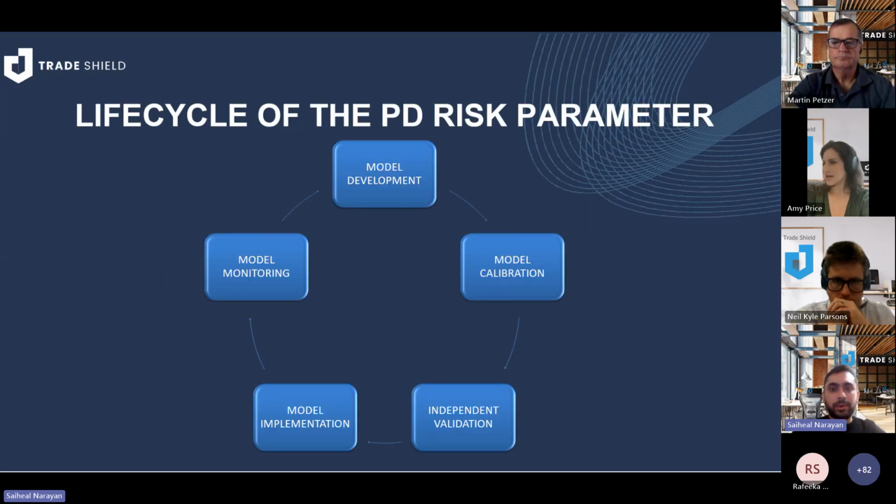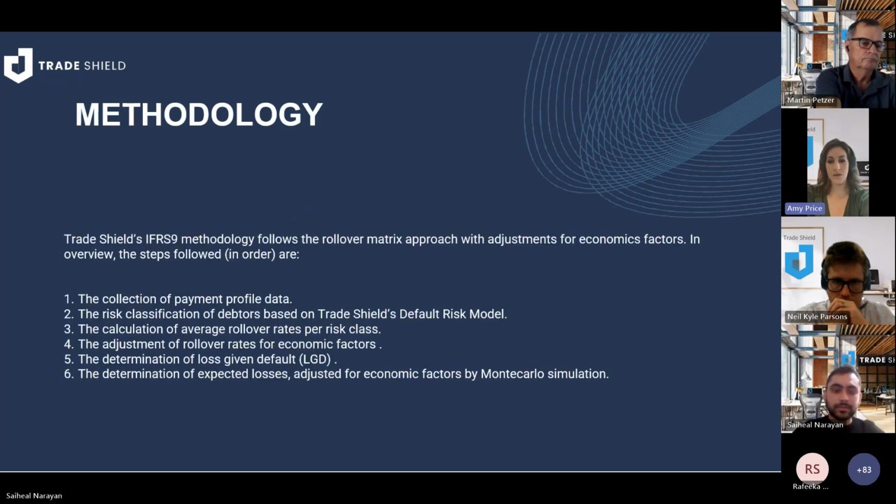Okay, so the PD parameters. Yeah, I have one question on your previous slide. So obviously, this is the way that we at TradeShield calculate ECL. What happens for customers who don't use TradeShield in this particular instance? Obviously, they're not going to have the payment profile information. They're not going to have default scores. How would they do this manually? Would it just be not as comprehensive? Like, what would they do?